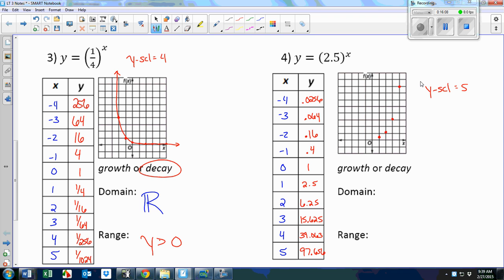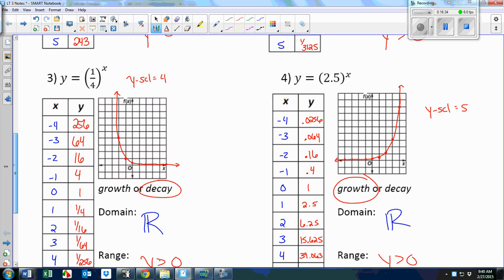On the left, 0, 1, 1.4, negative 1.4. Then you get into those decimals that you really can't distinguish. And then we've got our smooth curve, finishing that. Is that growth or decay? Growth. And domain, all real numbers. Range, again, greater than 0.